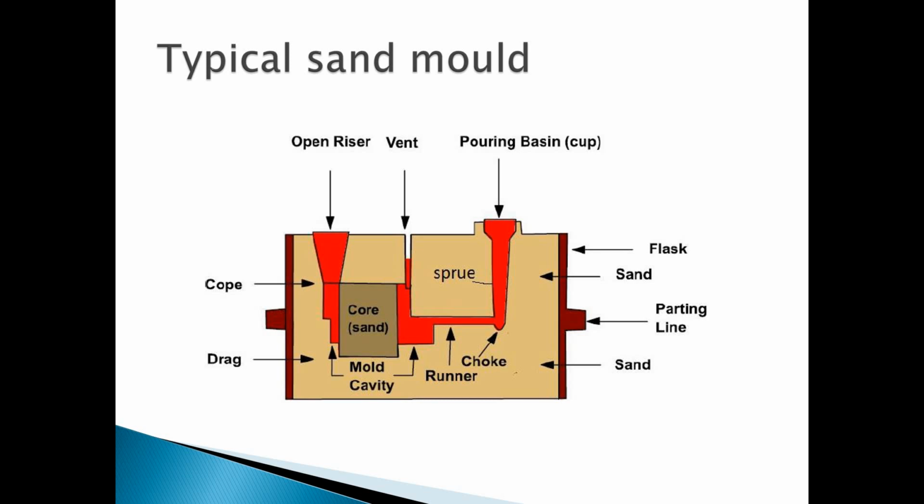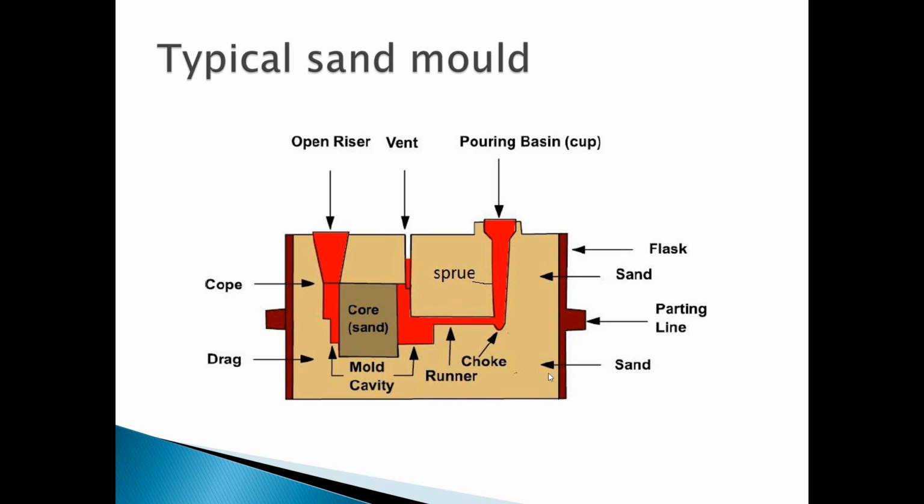Now that we have learned the advantages, disadvantages, steps and applications of the foundry process, next we are going to see a typical sand mold, how a sand mold looks. On the screen you will see a typical sand mold. This is the parting line. The upper part of the parting line is the cope, and the lower portion is the drag. In the cope there are a pouring basin, a vent, and an open riser. This is a flask, which is on the outside.